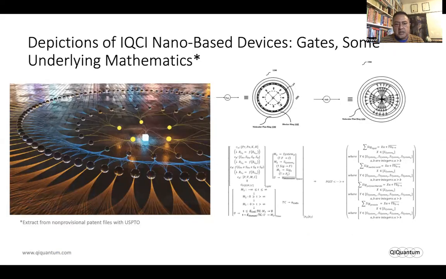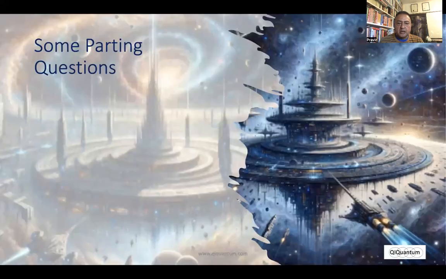Now, here's a quick snapshot of an IQCI nano-based device that I've designed, and the quick math. So these are extracts from a non-provisional patent that I've filed for, and I just wanted to give you a sense that this is something that can be practically created. And so I want to end now with some parting questions.